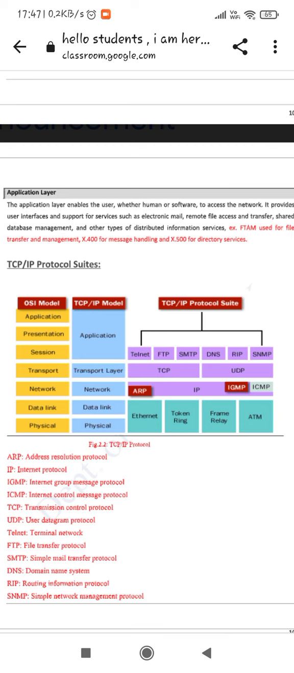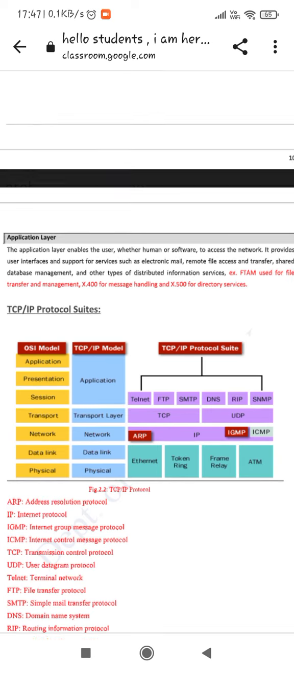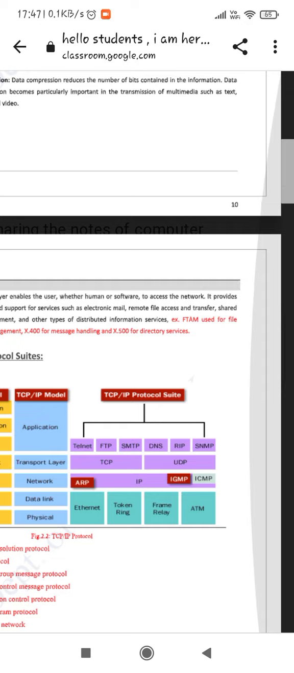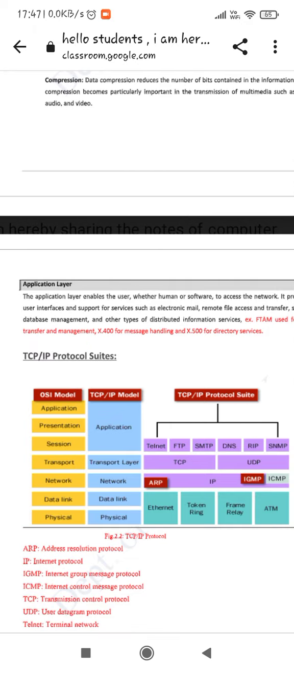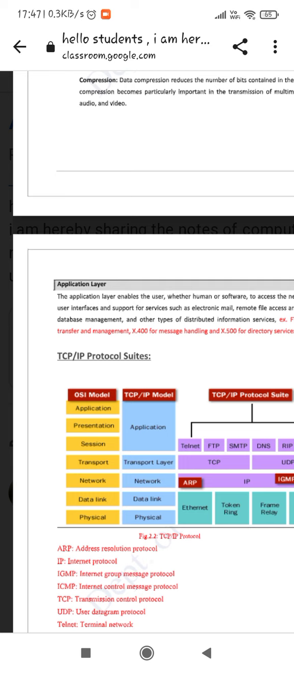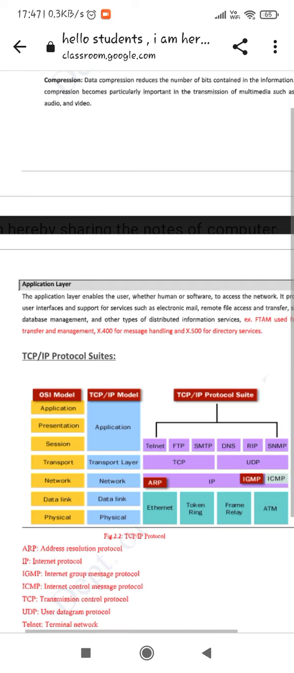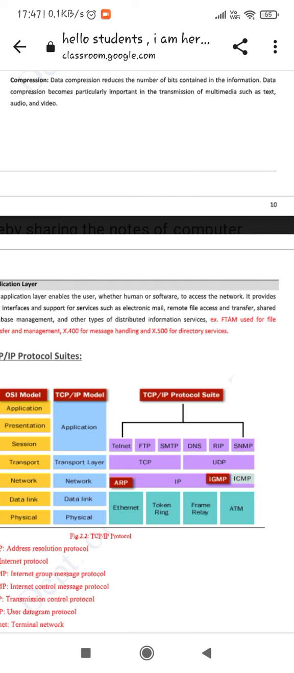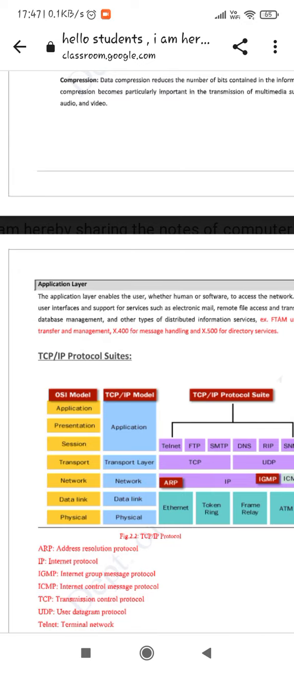The application layer enables the users, whether human or software, to access the network. It provides user interface and support for services such as electronic mail, remote file access and transfer, shared database management, and other types of distributed information services, for example FTAM used for file transfer and management, X.400 for message handling, and X.500 for directory services.